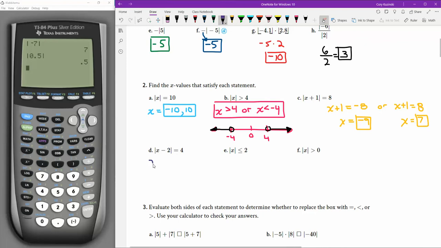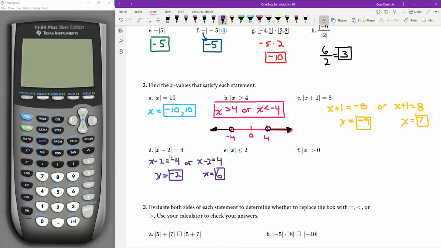Same here. X minus 2 could be -4, because the absolute value of -4 is 4, or x minus 2 could be +4, because the absolute value of +4 is 4. Solve this equation. Solve this equation, and we get our two answers. So absolute value equations very often have two answers. Sometimes they have no answers. We'll see that in the reason and apply.